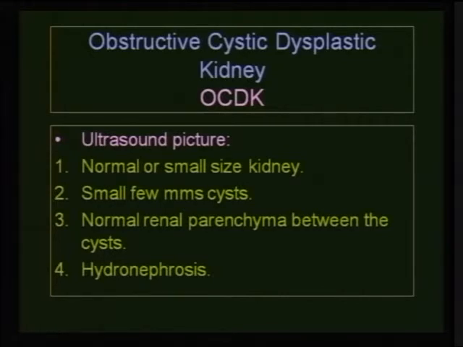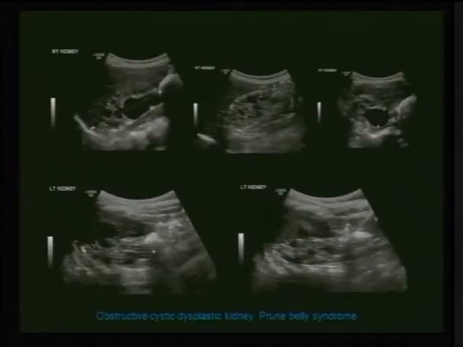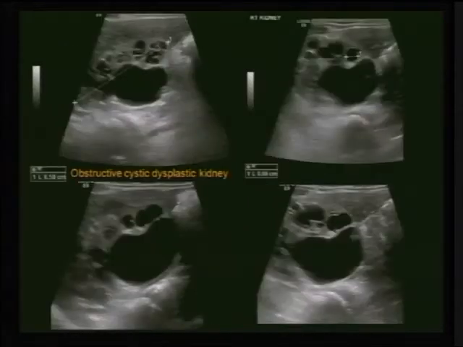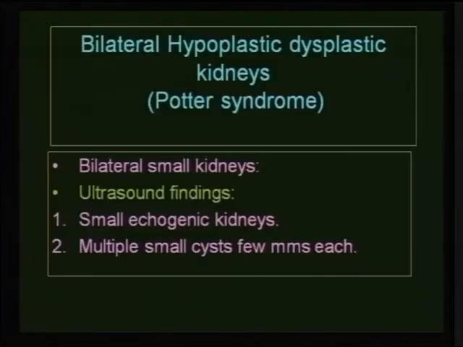So the kidney will be normal or small in size. There will be a few millimeter cysts, and there is normal parenchyma between those cysts, and hydronephrosis is a must, so you know that this is an obstructive kidney. This is one example. You can see there's hydronephrosis, and there are multiple small cysts within the parenchyma, so most probably this is obstructive type of cystic dysplastic kidney. And this is another example with the hydronephrosis and the small cysts within the parenchyma.